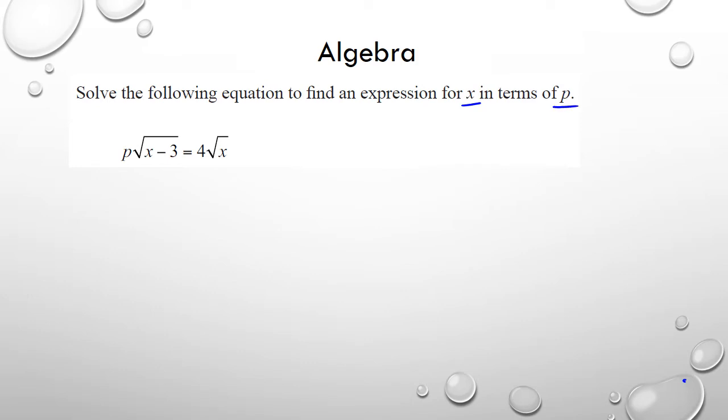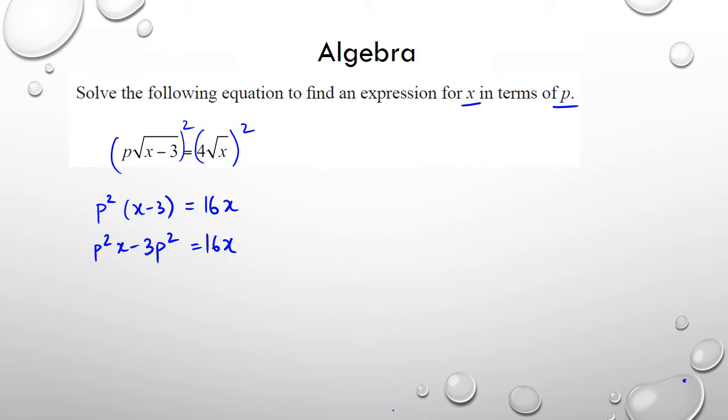The first thing you want to do is get rid of those square root signs, and the way you do that is by squaring everything. If we do this, we get p squared. Square root of x minus 3 squared becomes x minus 3, and that's equal to 16, because 4 squared is 16, and square root of x squared is just x. Expanding this out, you've got p squared x minus 3p squared equals 16x. Rearrange, so you get p squared x minus 16x equals 3p squared.